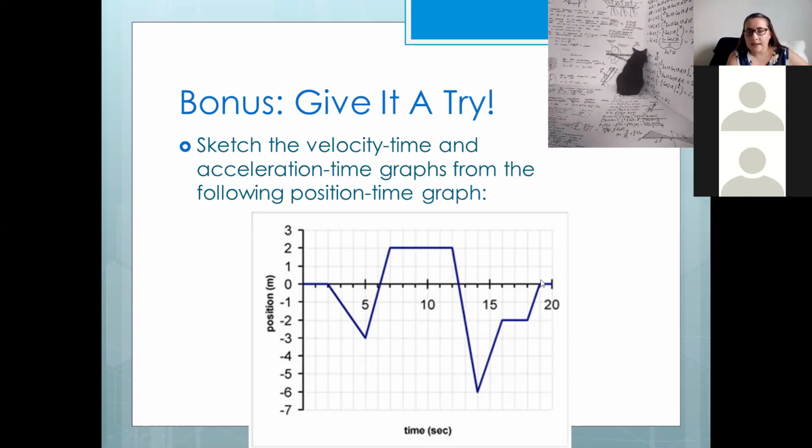From 18 to 19 seconds, we're changing our position from -2 to 0. So that is a change of 2 meters in 1 second. So the slope of this portion is 2. So we'd have our line on our velocity graph at +2 from 18 to 19 seconds. And then we'd finish it off with a flat line at 0 on our velocity graph from 19 to 20 seconds.